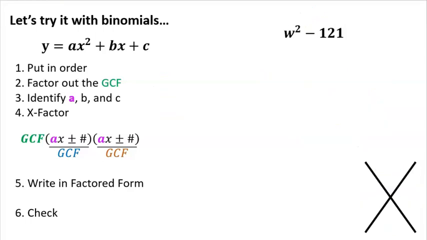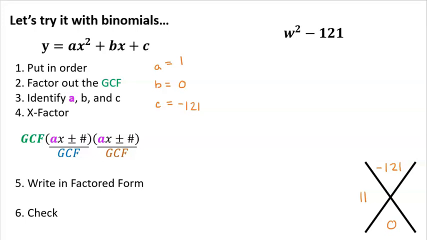So this one is very similar. Okay, we don't have a GCF for this one. Let's go ahead and label out A, B, and C. We get 1, 0, and -121. -121 goes on top, 0 on the bottom.